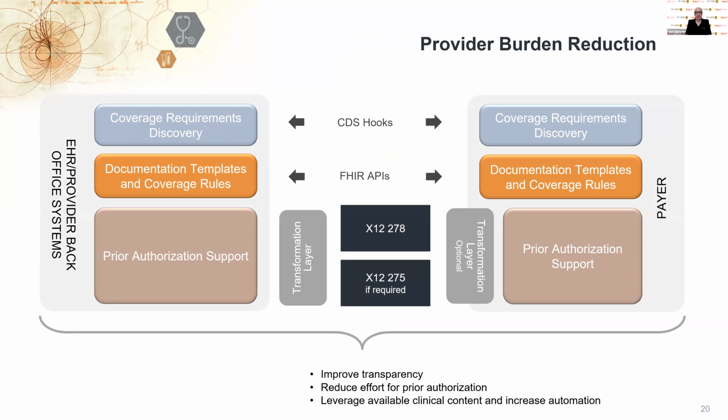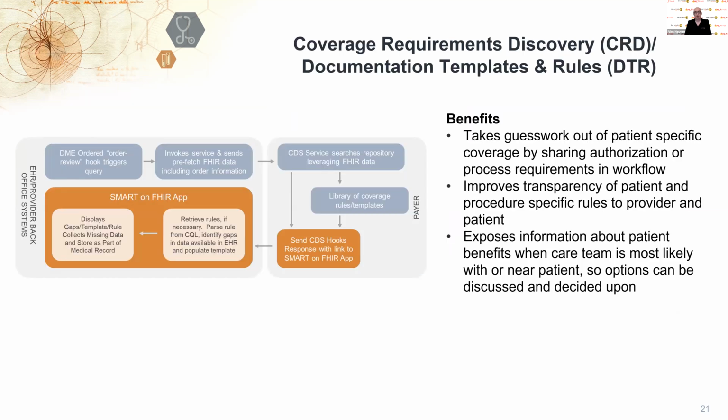So we developed 3 implementation guides that are all separate but related, that address this burden reduction around prior authorization. So the first is coverage requirements discovery. The second is documentation templates and coverage rules. And the third is prior authorization support.